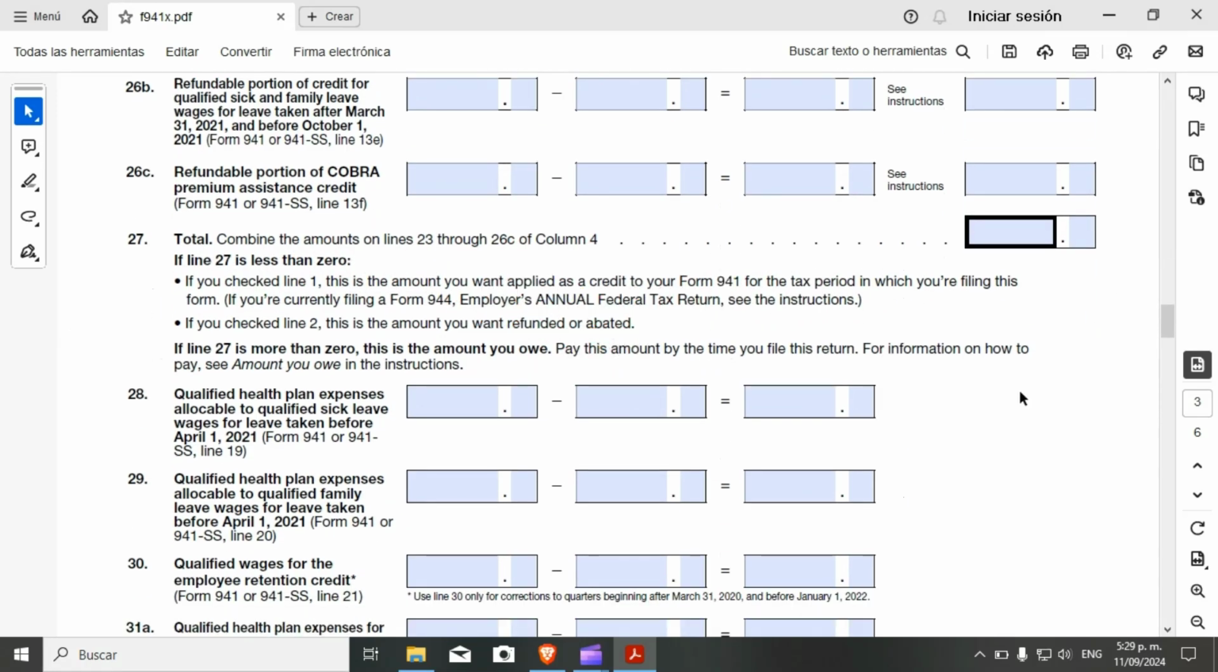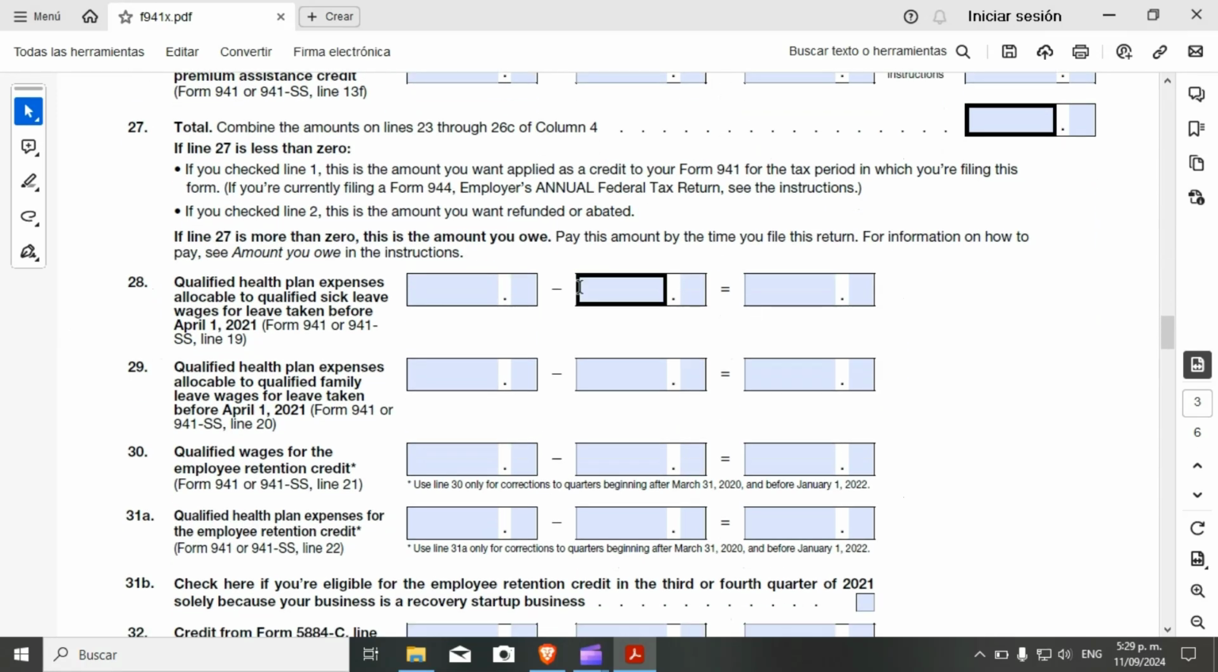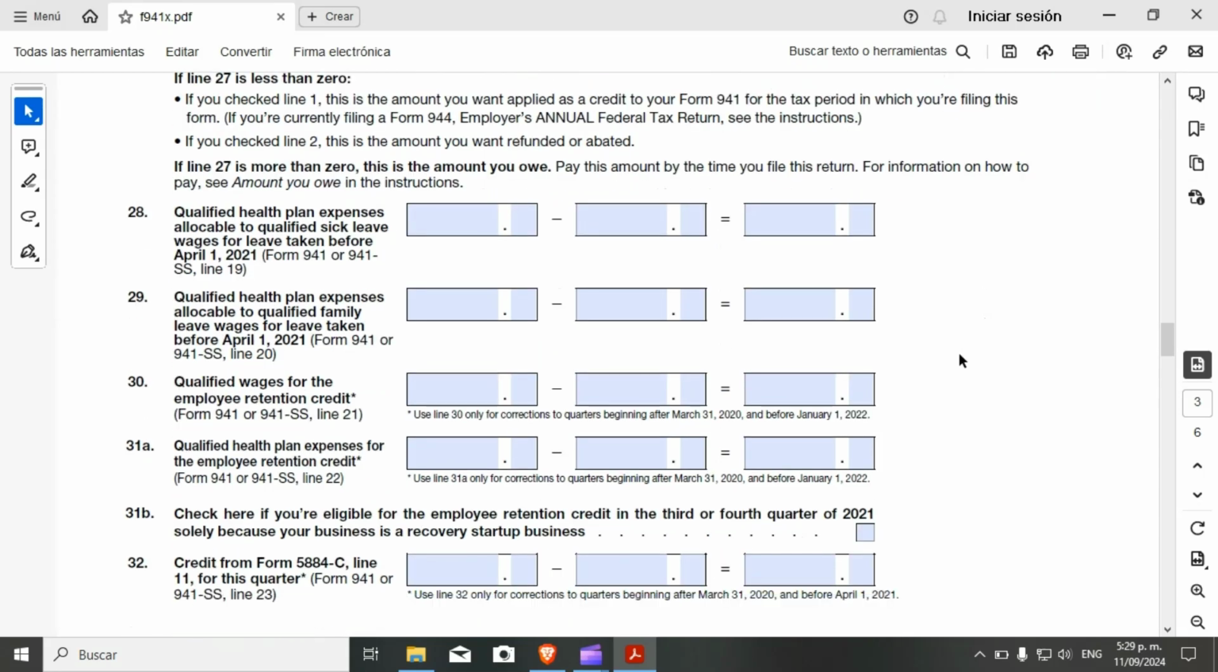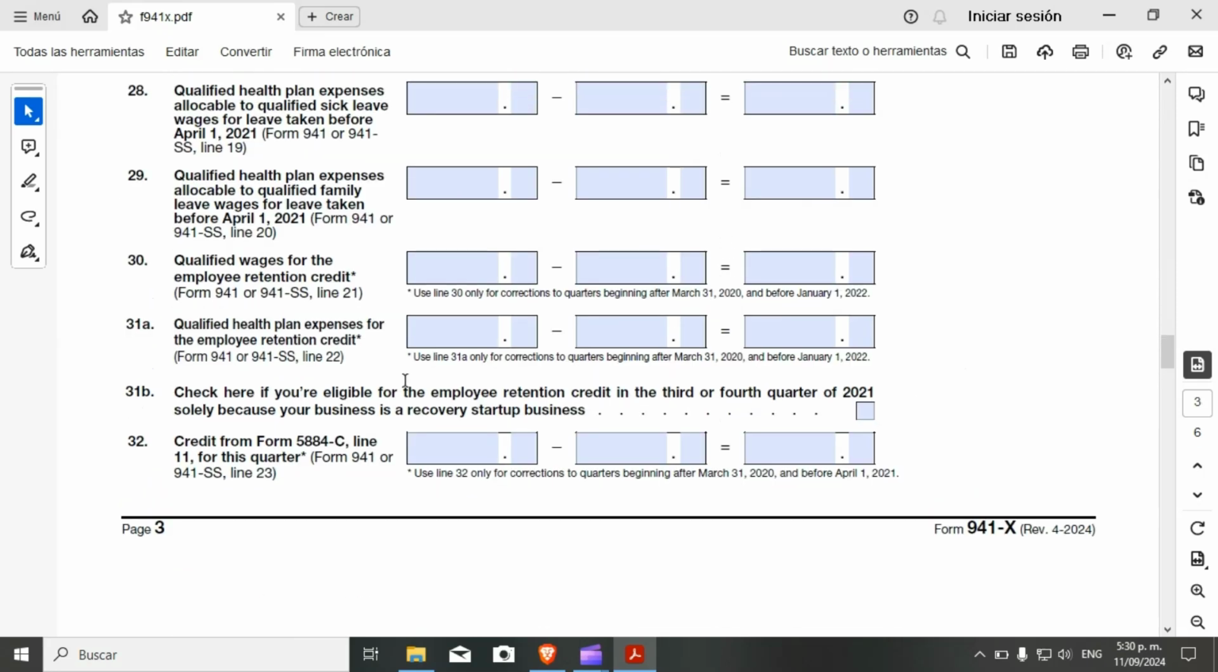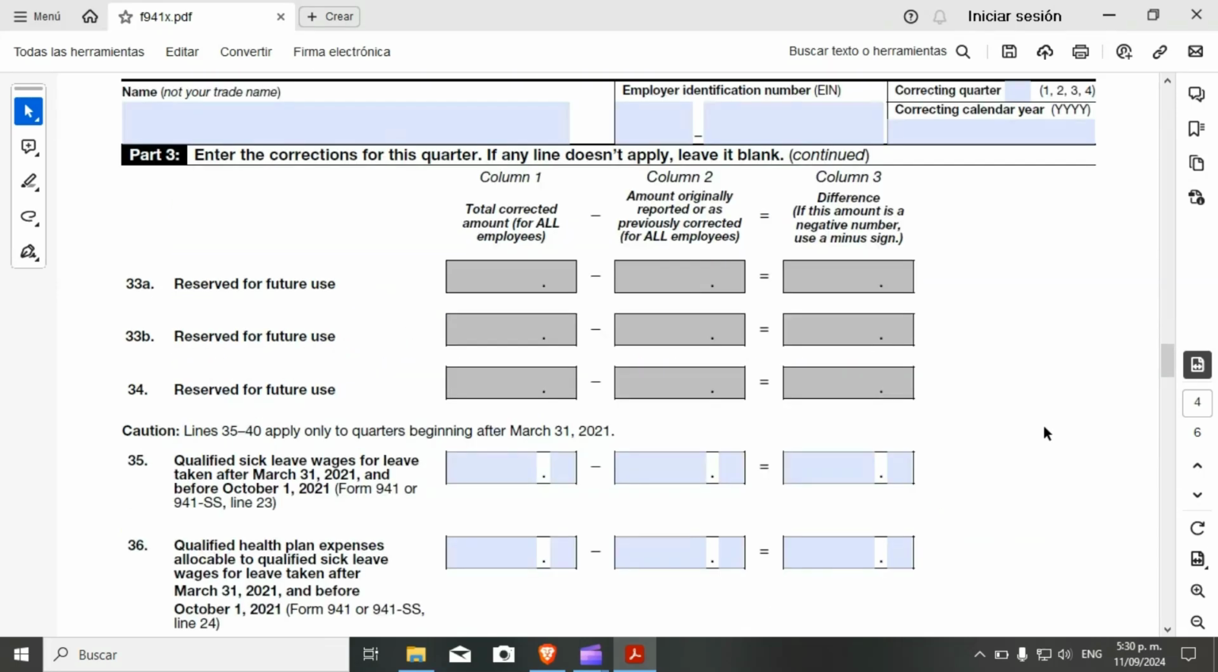So you would put that there, and then down here, if you have qualified health plan expenses, the current information is zeros. You may have reported those in the previous filing, so obviously you can get that money back as well. Okay, so then keep scrolling down. Leave line 31 unchecked, line 32 zeros. And then here your name again, your employer ID, and the correcting quarter and the year.